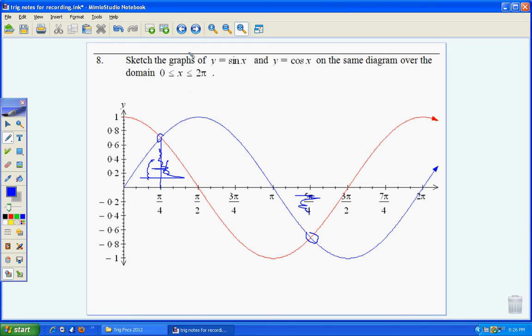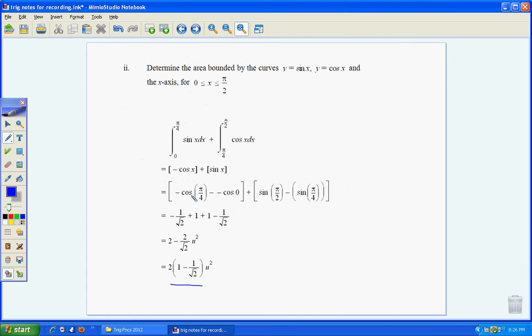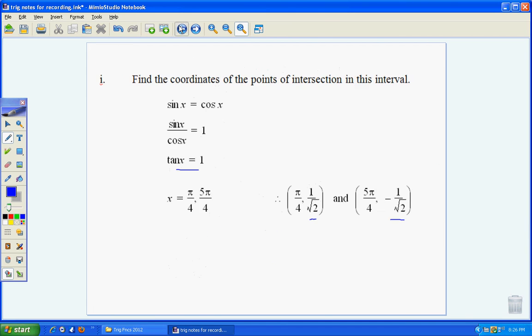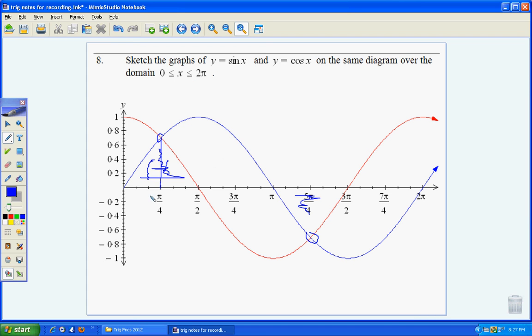But again, just be careful with your integration, careful with your substitutions, getting the right values, and then being able to simplify, because we start to deal with the 1 on root 2 and everything. So just be careful there. But if you can notice the symmetry, it may make life easier when you're doing some integration and area questions.